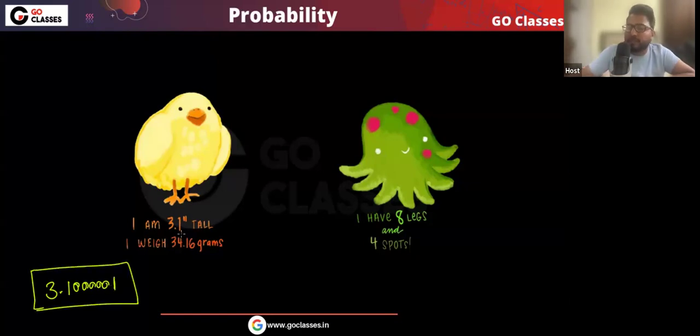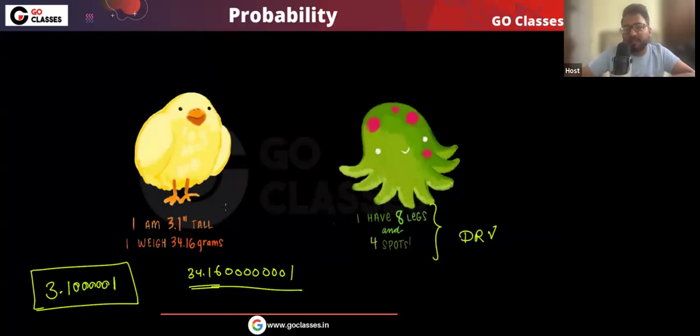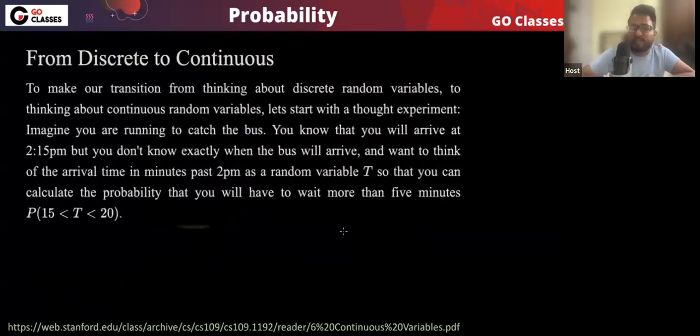So what I'm trying to say here is that for example, if the weight is 34.16, then it could be the approximate weight, which means there is no guarantee that the weight is exactly this much. So the weight can take any continuous random value. But if you have a discrete value, for example, 8 lakhs, 4 spots, then these can be measured by a discrete random variable, and these can be measured by a continuous random variable. So what do I mean by that? Let me explain it more from Stanford.